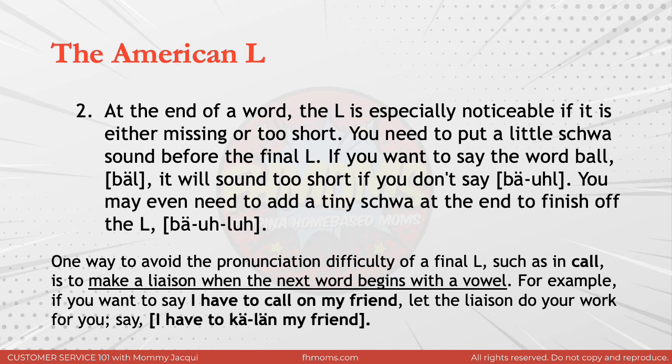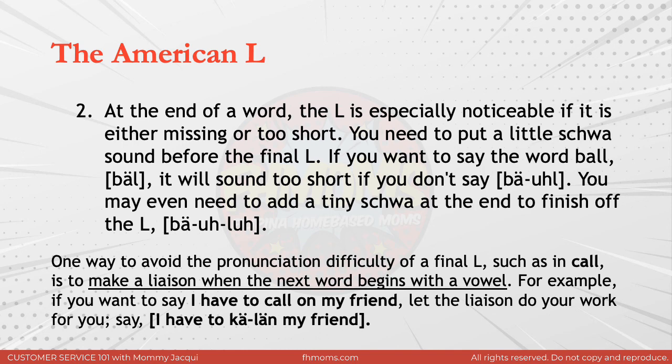Rule number 2 on the American L. At the end of a word, the letter L is especially noticeable if it is either missing or too short. You need to put a little schwa sound before the final L. For example, if you want to say the word ball, it will sound too short if you don't say ball. You may even need to add a tiny schwa at the end to finish off the letter L and say ball.